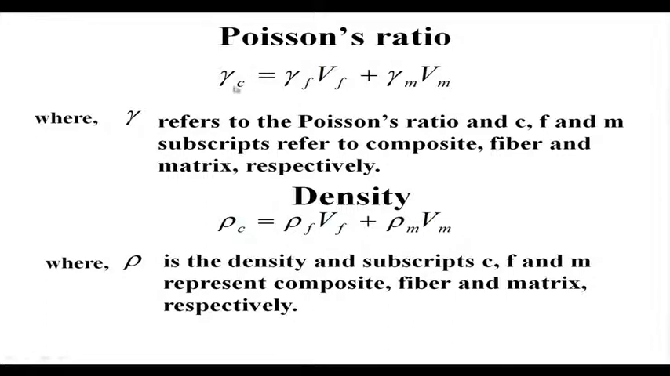We can also calculate the Poisson's ratio, where this gamma refers to the Poisson's ratio, and the subscripts C, F, and M refer to composite, fiber, and matrix respectively. This shows gamma c is the Poisson's ratio of the composite, and this is the Poisson's ratio of the fiber, volume fraction of the fiber, Poisson's ratio of the matrix, volume fraction of the matrix. The density can also be calculated from that of the component fibers and matrix, if we know the volume fraction of the fiber and matrix in the composite.